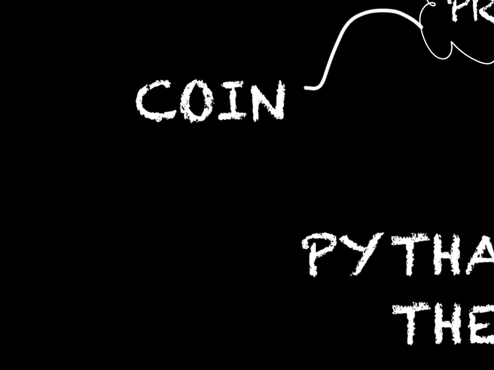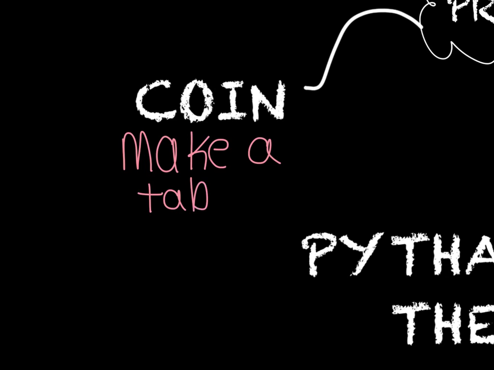Coin word problems. To help with the coin word problem, make a table. And in this table, we always include the values of each of the coins and the quantities. Remember, something will always be x.